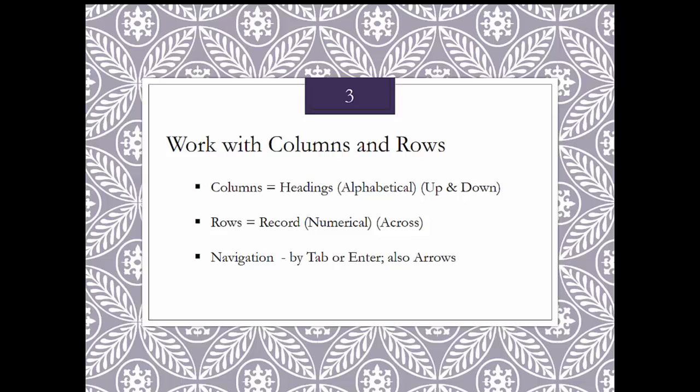Your rows are your records, and those are numerical, and those are listed 1 through, and that number also goes on to almost infinity. And those rows of information are going to be running across the columns, running across that line in the column. And so you navigate between your columns and your rows by tab or enter. You can also use the arrow keys that are on your keyboard.